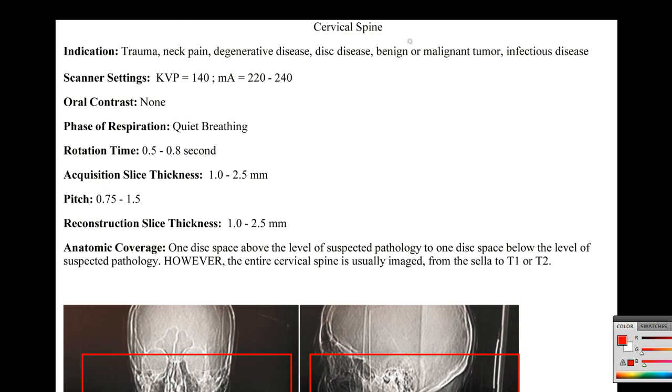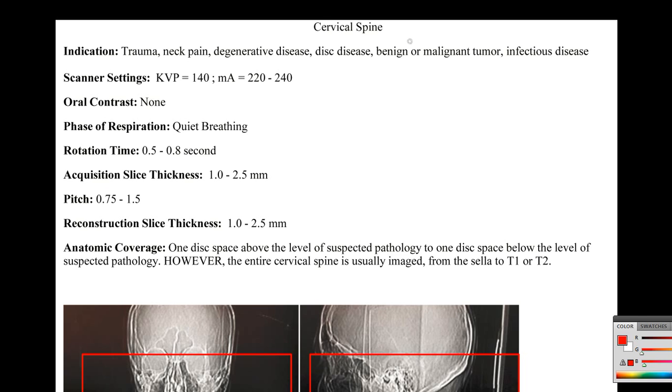This is a very common scan, one of the most common that you will probably see in addition to the routine neck. Those two are very common. And we see that this is for trauma, neck pain, degenerative disc disease, benign or malignant tumors, infectious disease. All these things can be kind of coupled together for a cervical spine.